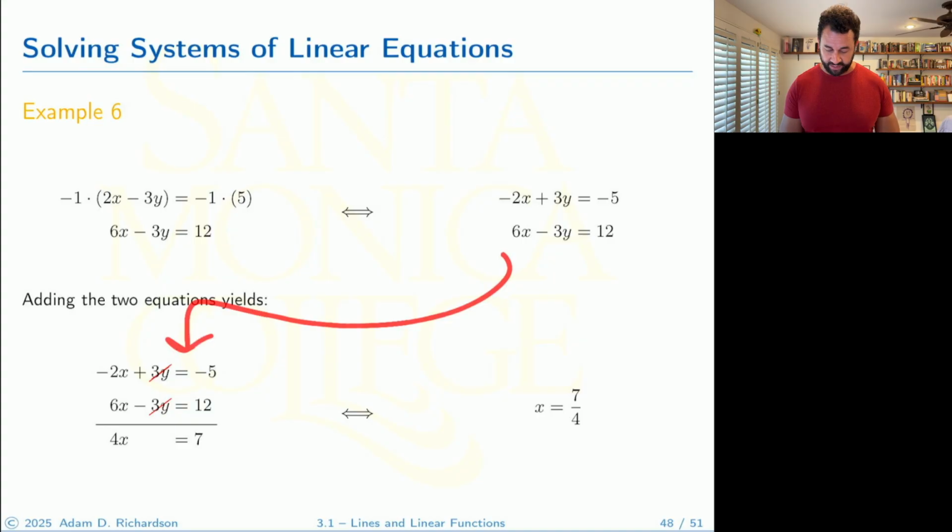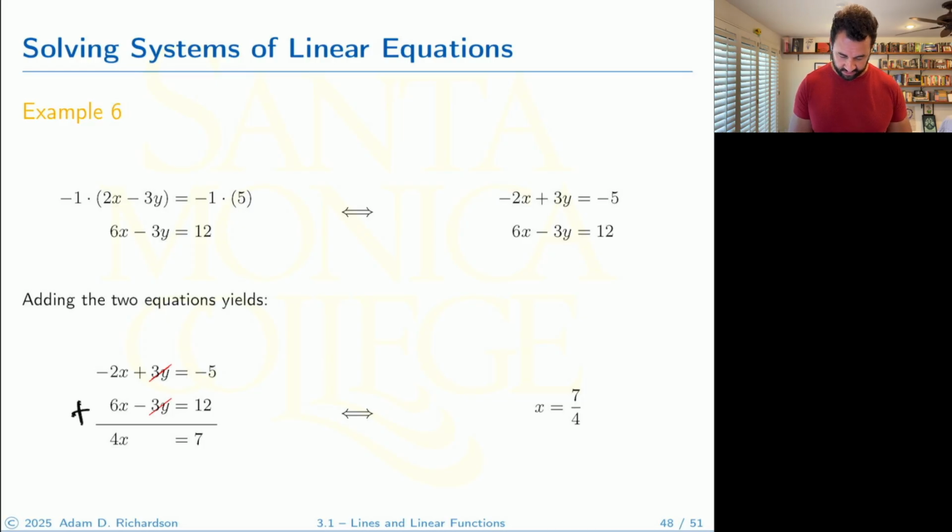And that's what I'm doing right here. Okay, so I'm going to add these two together. I'm adding those two equations together. Negative 2x plus 6x is 4x. Positive 3y minus 3y is 0. Negative 5 plus 12 is 7. And now I have a single equation in one variable. Now I can solve it for x. So I'm going to solve this for x, and that gives me x equals 7/4. Boom. So now I've got the x coordinate of the point of intersection.